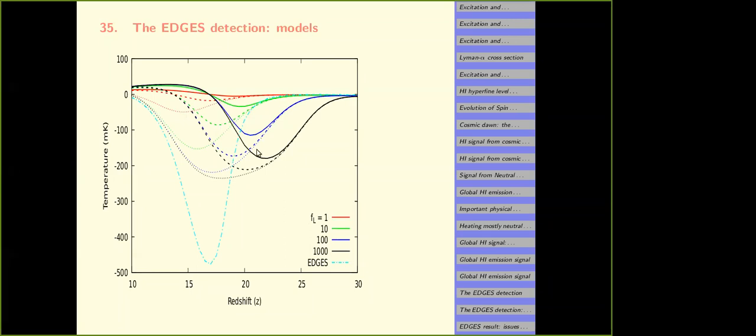Let's look at the black line. There is a solid black line, a dashed black line, and a dotted black line. The dotted black line is less heating as compared to the solid line. You can see it. The solid line heats fast and goes into emission very quickly.